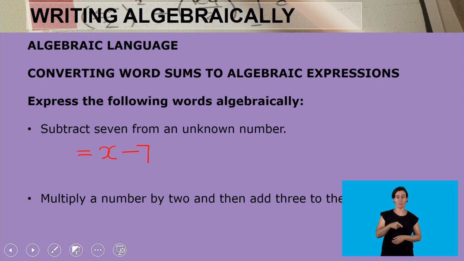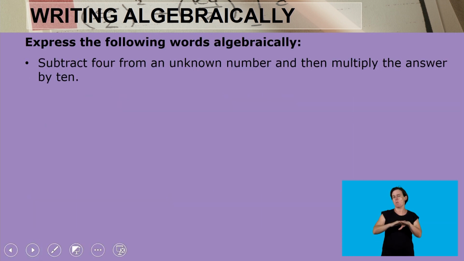The next one says multiply a number by 2 and then add 3 to the product. So we are going to multiply a number by 2, and then to that product we are going to add a 3. And that is our expression there. Let's look at more expressions.